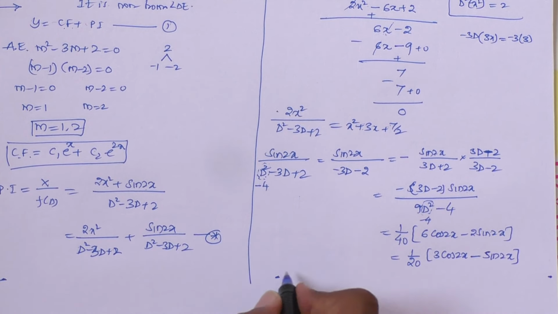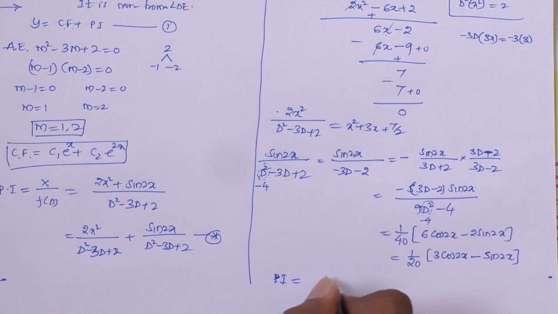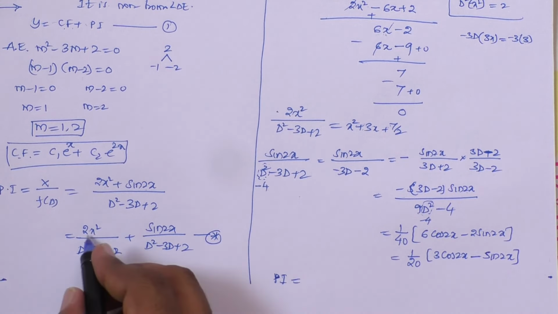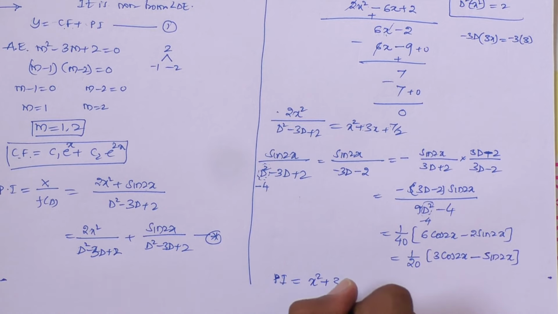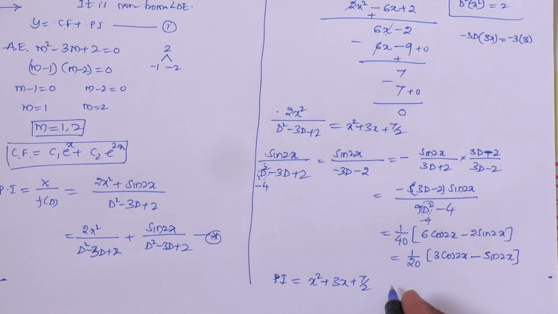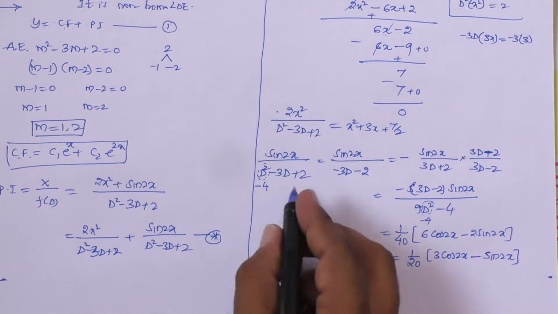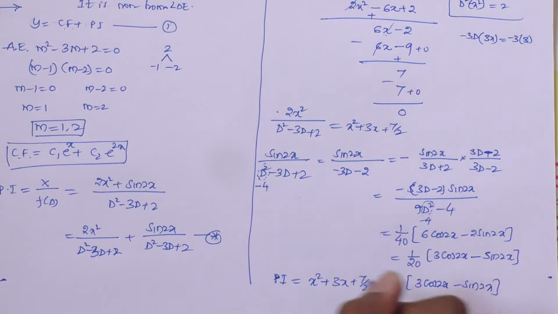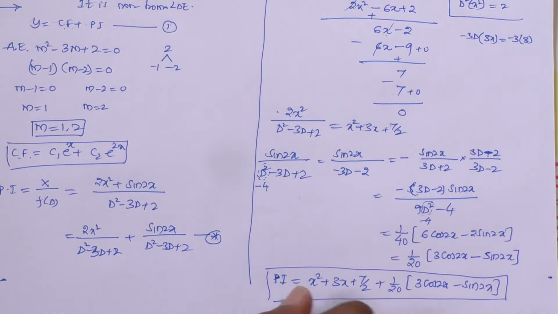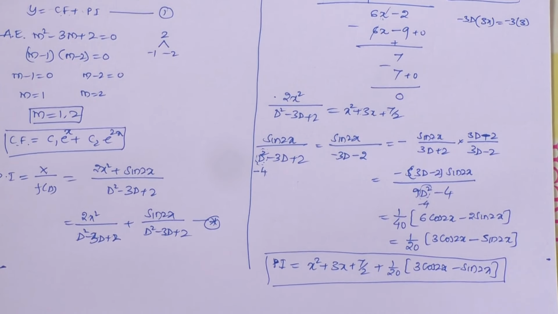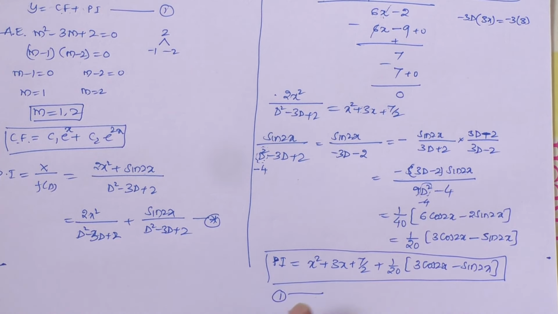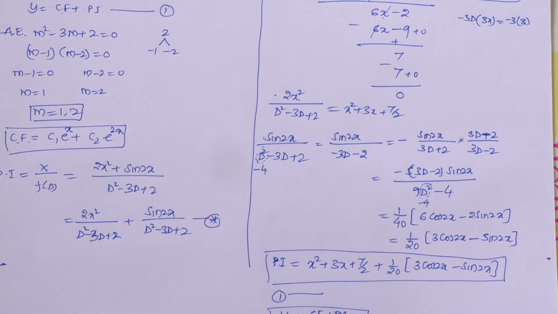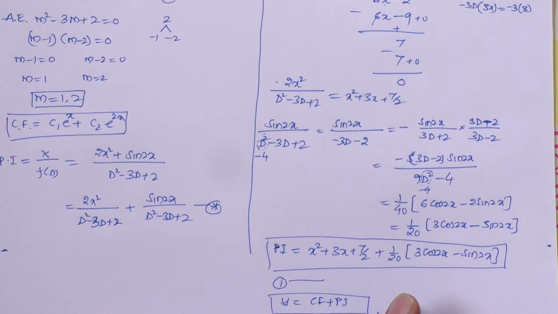So finally PI, the total PI, we can write as the first term x square plus 3x plus 7 by 2, plus the second term sin 2x by this, simplified as 1 by 20 into bracket 3 cos 2x minus sin 2x. So this is the final PI. Finally the solution from 1 can be written as y equal to CF plus PI. So write the terms of CF and PI together. That is the final solution of the given problem.